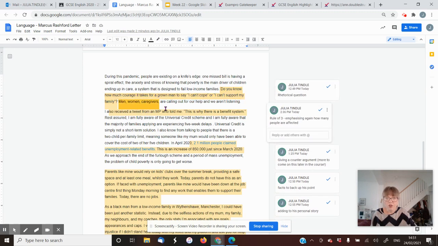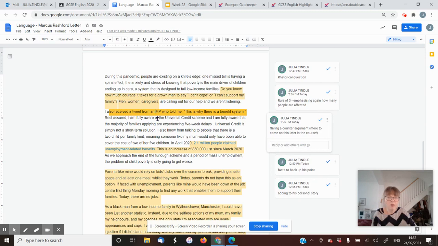He then goes on here to give a rule of 3. So men, women, caregivers are all calling out for our help, emphasising how many people are affected. So it's like building up on that, from facts and statistics to giving real life people and carrying on and expanding on that.